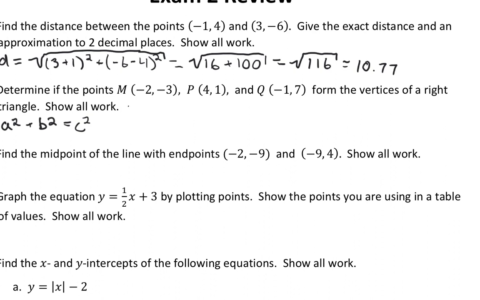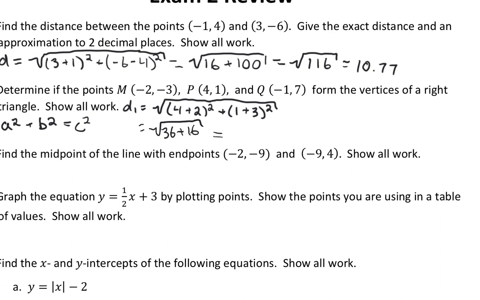So first, let's have d1 be equal to the distance between point M and point P. So I'll do x2 minus x1 squared plus y2 minus y1 squared, square root of that. And this is going to be equal to the square root of 36 plus 16, which is equal to the square root of 52.